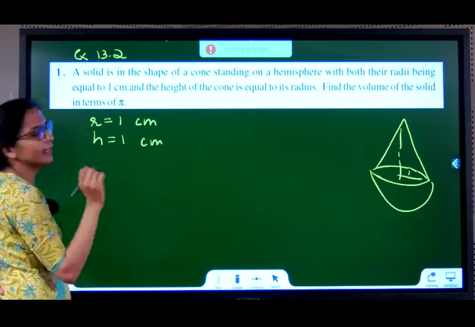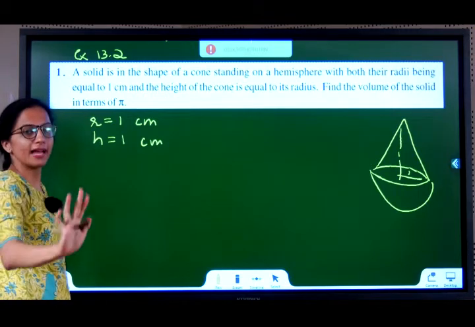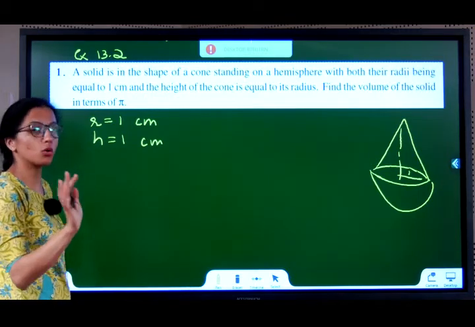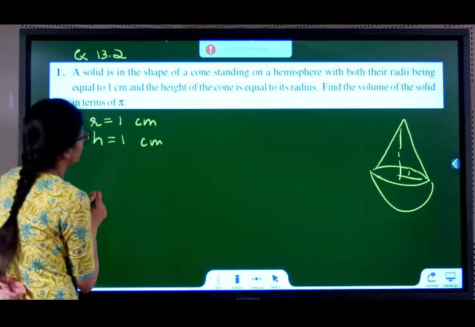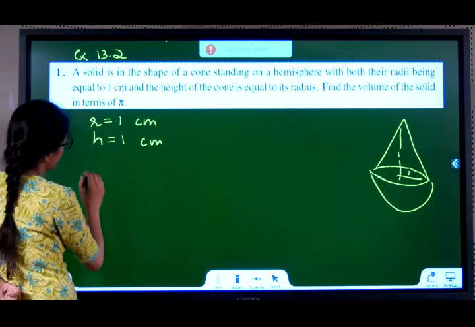Find the volume of the solid in terms of pi. That means keep pi as it is. Don't substitute 22 by 7. Don't substitute 3.14. So what happens here? Find the volume of the solid.